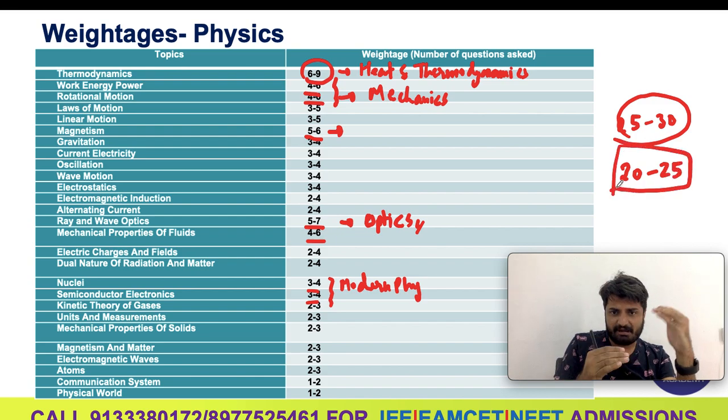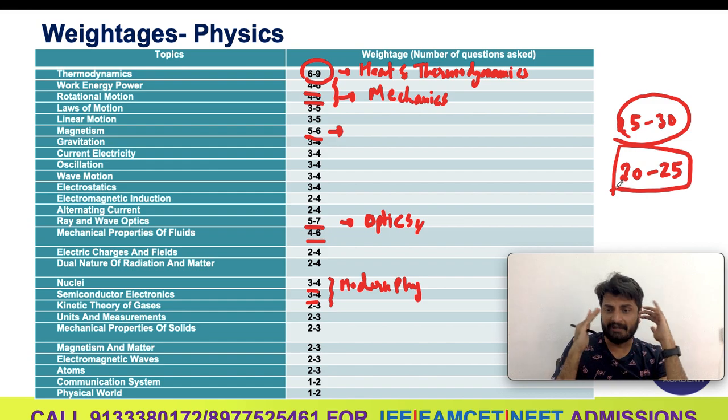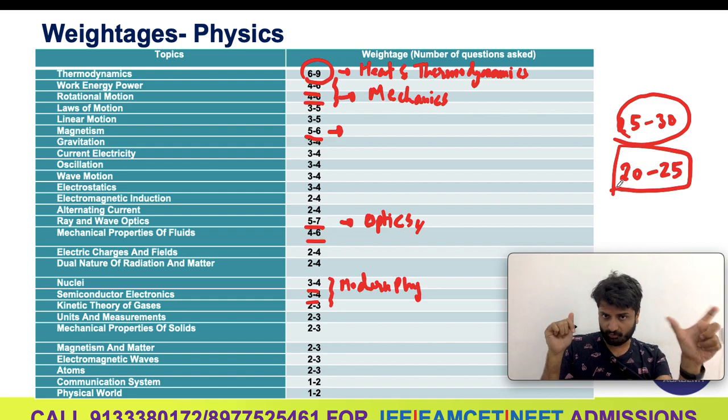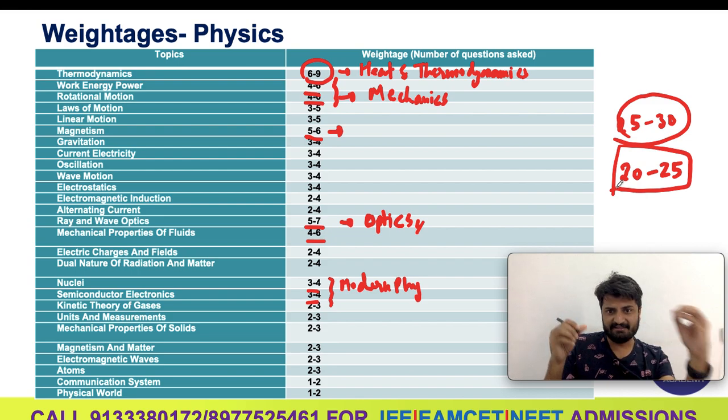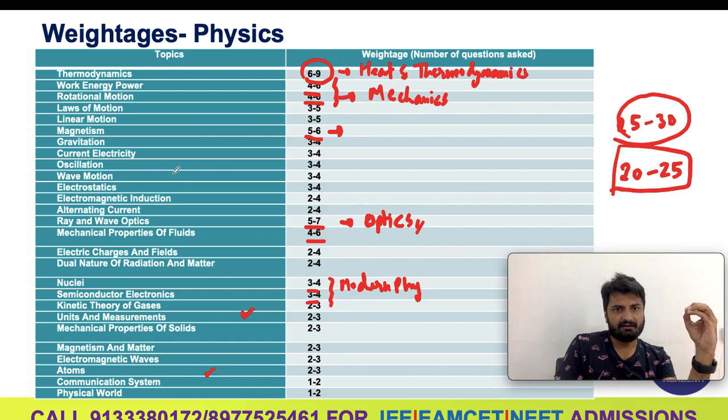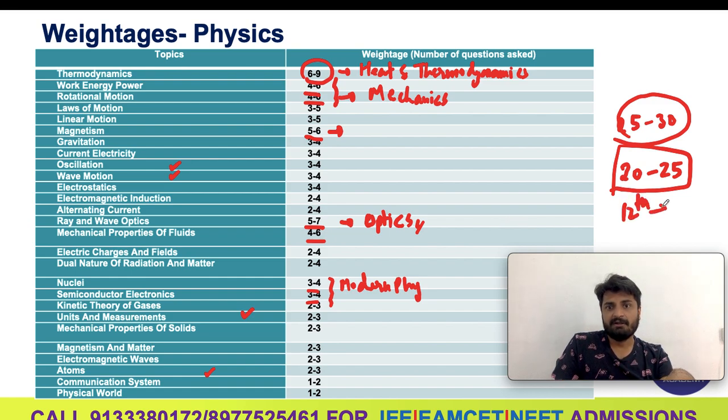Now I have given you chapter-wise weightages. These are the chapters which you need to know, with an exception of rotational motion. There are other easy chapters which are directly concept based or very easy to solve, like units and measurements, atoms, wave motion, oscillation. Those are also very easy chapters. So those easy chapters, especially the ones in your 12th, plus these higher weighted chapters, should be your priority in physics.